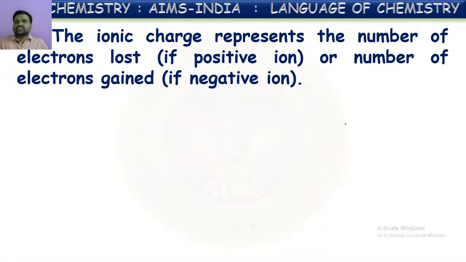The ionic charge represents the number of electrons lost or the number of electrons gained by the atoms. If an ion is represented with a certain positive charge, that positive charge represents the number of electrons lost by that atom. If an ion has a certain quantity of negative charge, that negative charge represents the number of electrons gained by that atom.